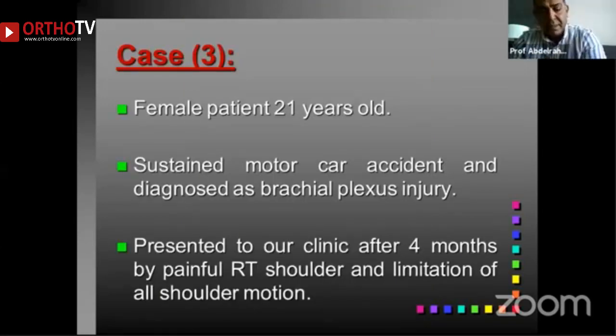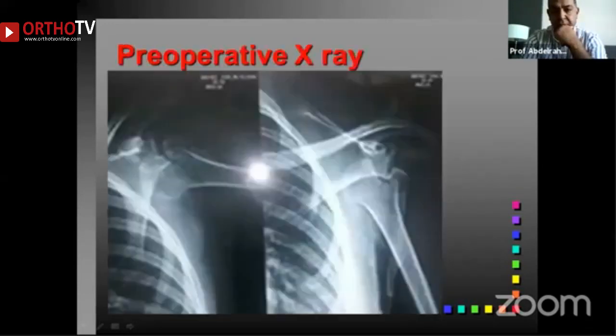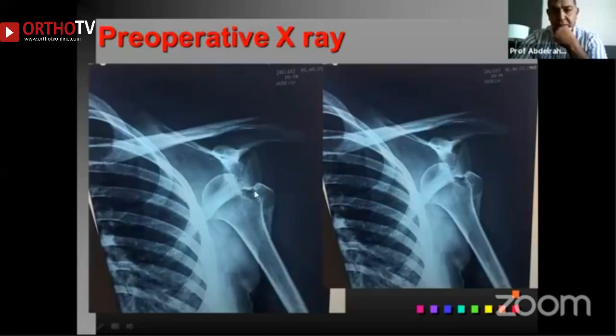Case number 3 is a 21-year-old female patient. She sustained a motor car accident, was diagnosed with brachial plexus injury, and presented to our clinic after 4 months with a painful right shoulder and limitation of motion. This is the X-ray. As you see, also a big Hill-Sachs, and the head is locked in an anterior position.